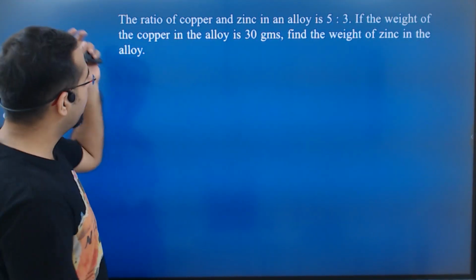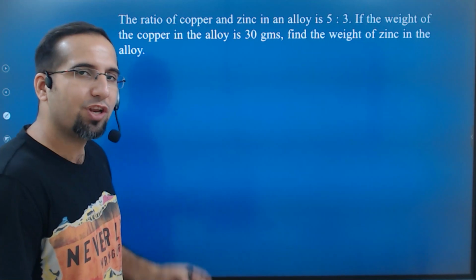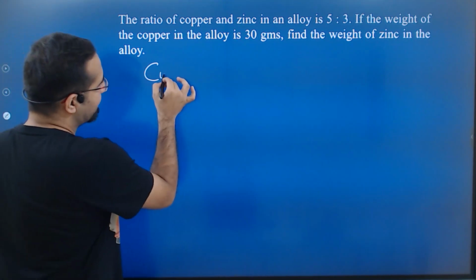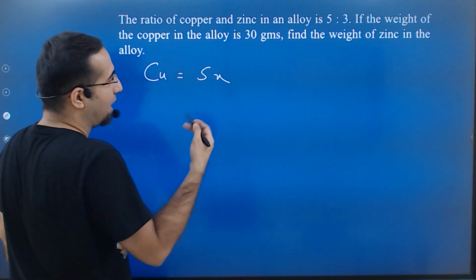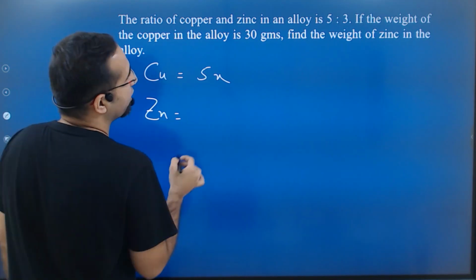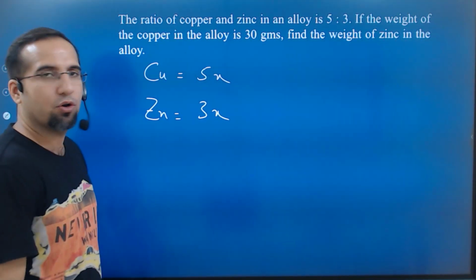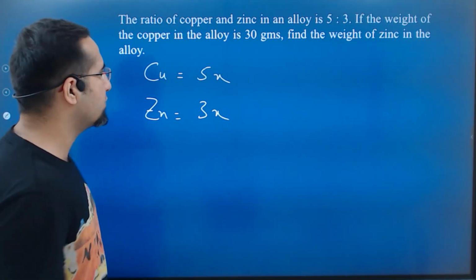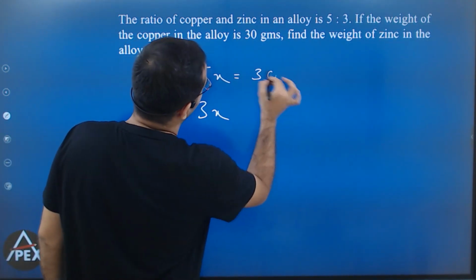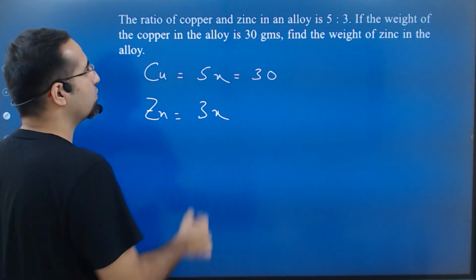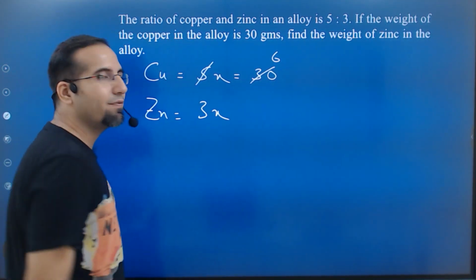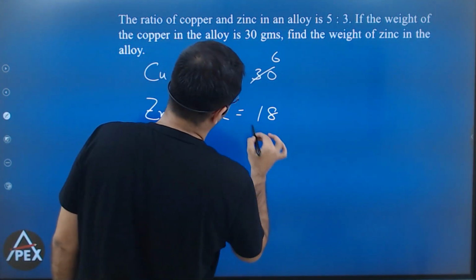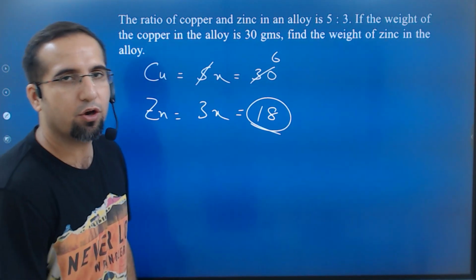Now, the ratio of copper and zinc given to me is 5:3. Whenever ratio is given, first point, convert into actual value. So I would say that the actual quantity of copper is 5x, maybe grams or kilograms. And the actual quantity of zinc would be 3x grams or kilograms. Now, the question says the weight of copper in the alloy is 30 grams, which means 5x is equal to 30. 5 sixes are 30, so we get the value of x is equal to 6. If x is equal to 6, 3 into 6, my final value becomes 18, which is the quantity of zinc.